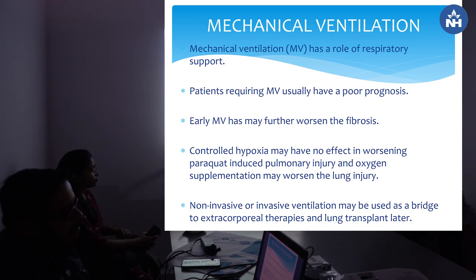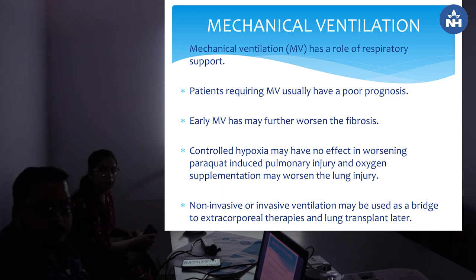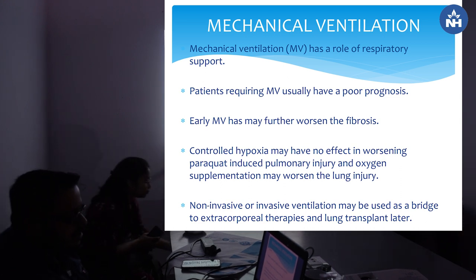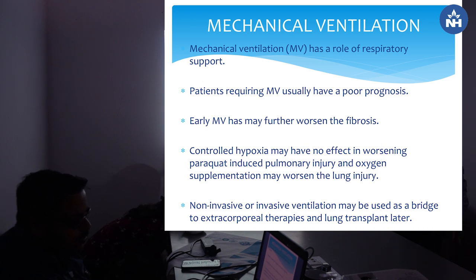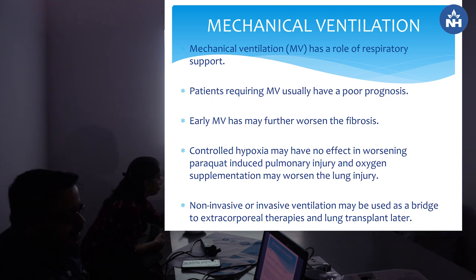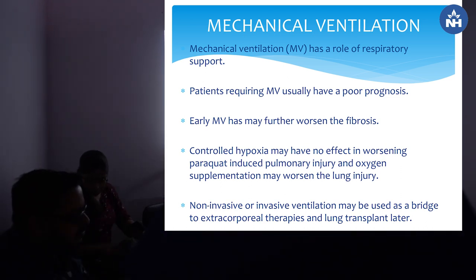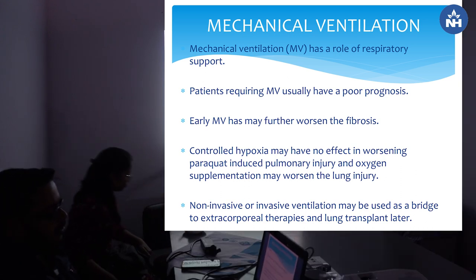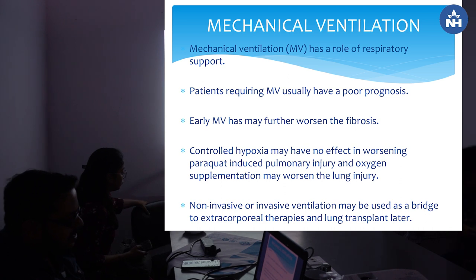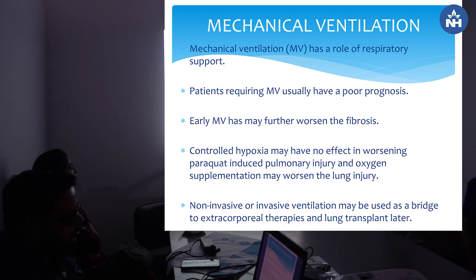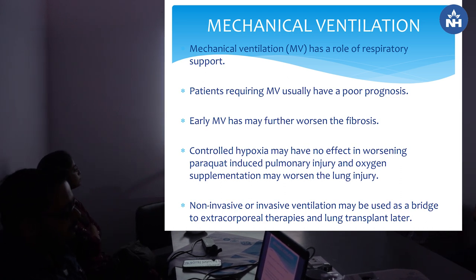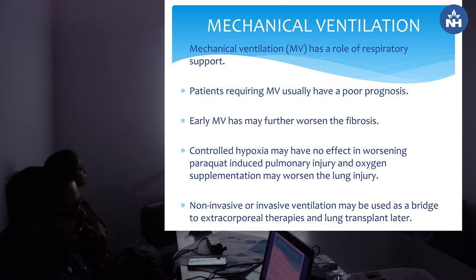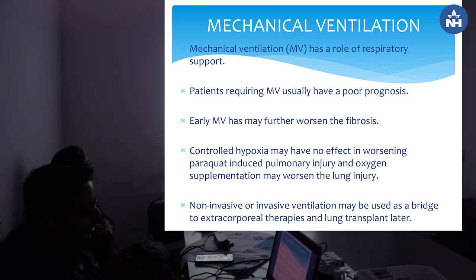Mechanical ventilation. Mechanical ventilation has a role of respiratory support. Patients requiring mechanical ventilation usually have a poor prognosis. Early mechanical ventilation may further worsen the fibrosis. Uncontrolled hypoxia may have no effect on worsening paraquat induced pulmonary injury, and oxygen supplementation may further worsen the lung injury. Non-invasive or invasive ventilation may be used as a bridge to extracorporeal therapies and lung transplant later.